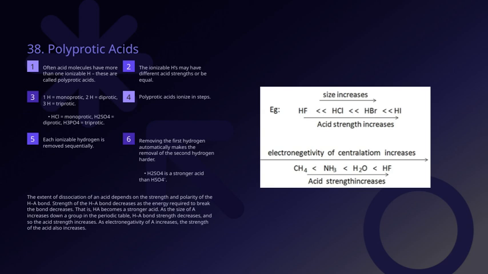For example, HCl is monoprotic, meaning it has only one ionizable hydrogen, while H2SO4 is diprotic, with 2, and H3PO4 is triprotic, with 3. The key point here is that in polyprotic acids, each hydrogen is removed one after the other, which affects how the acid behaves in solution.